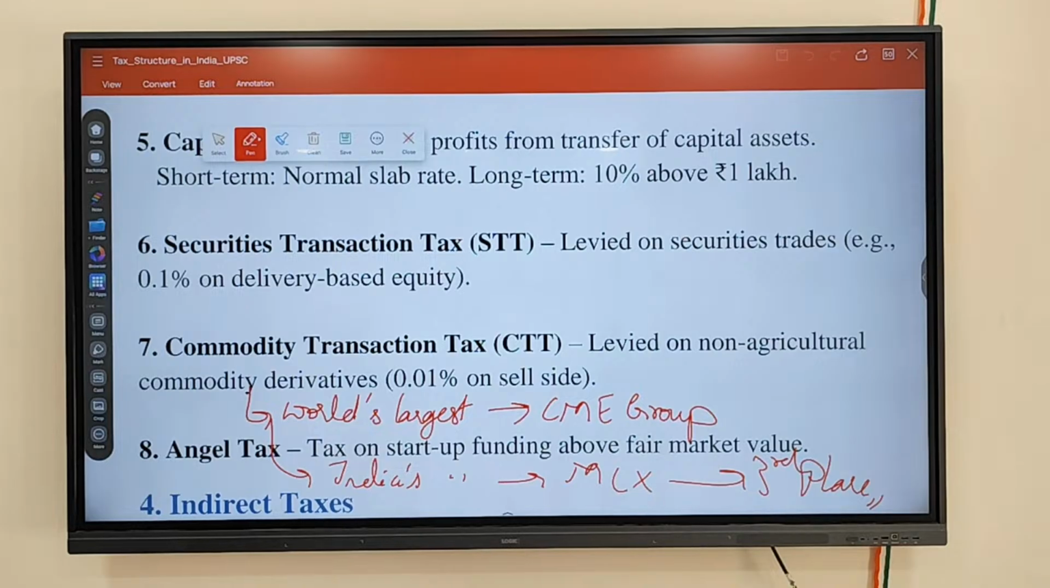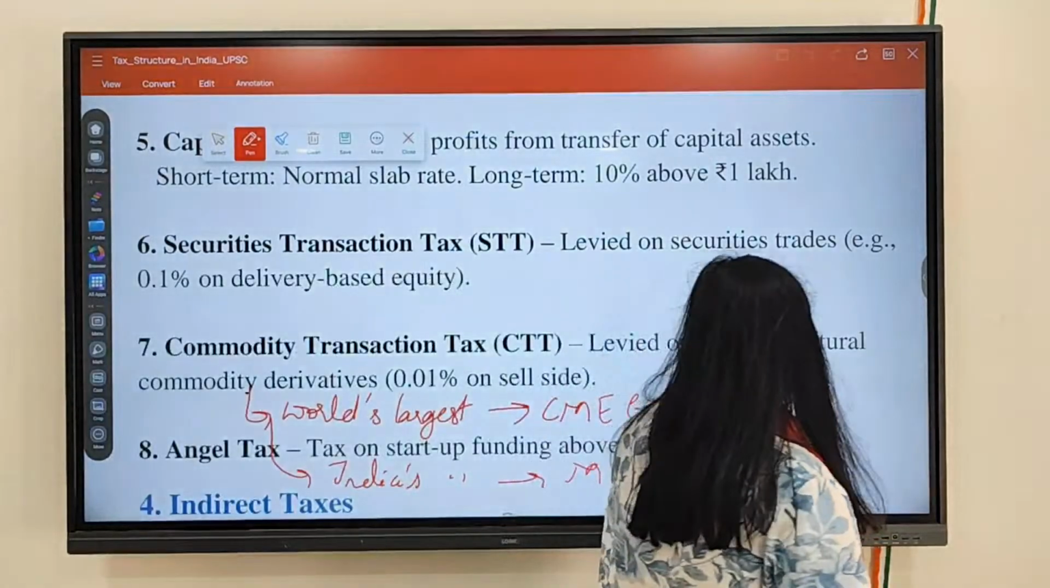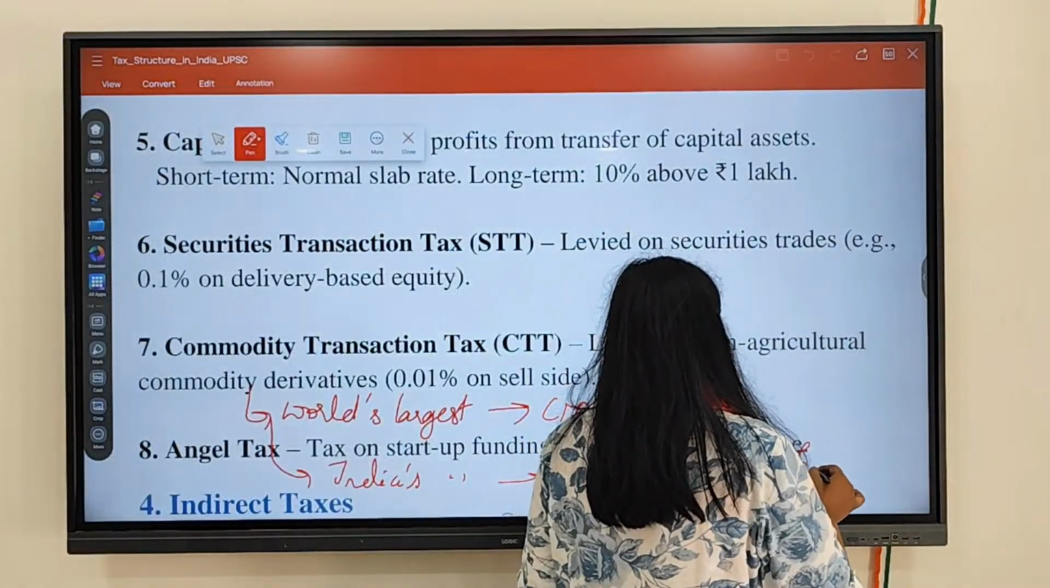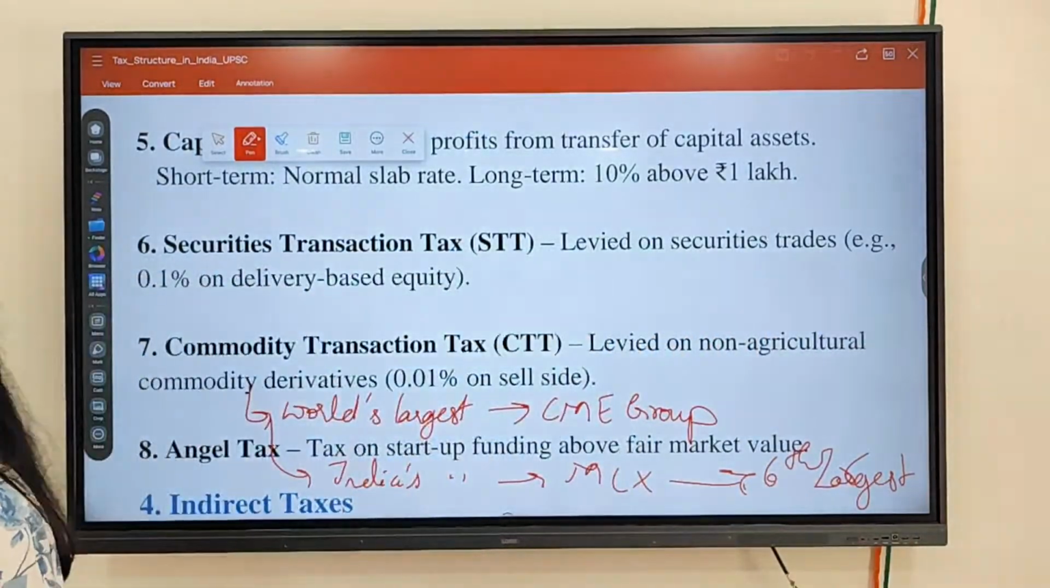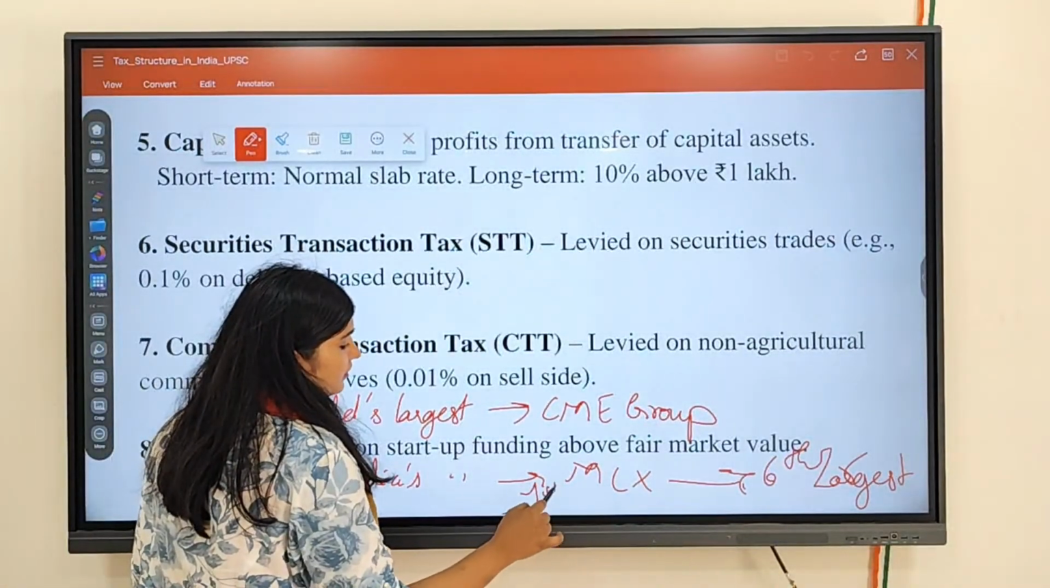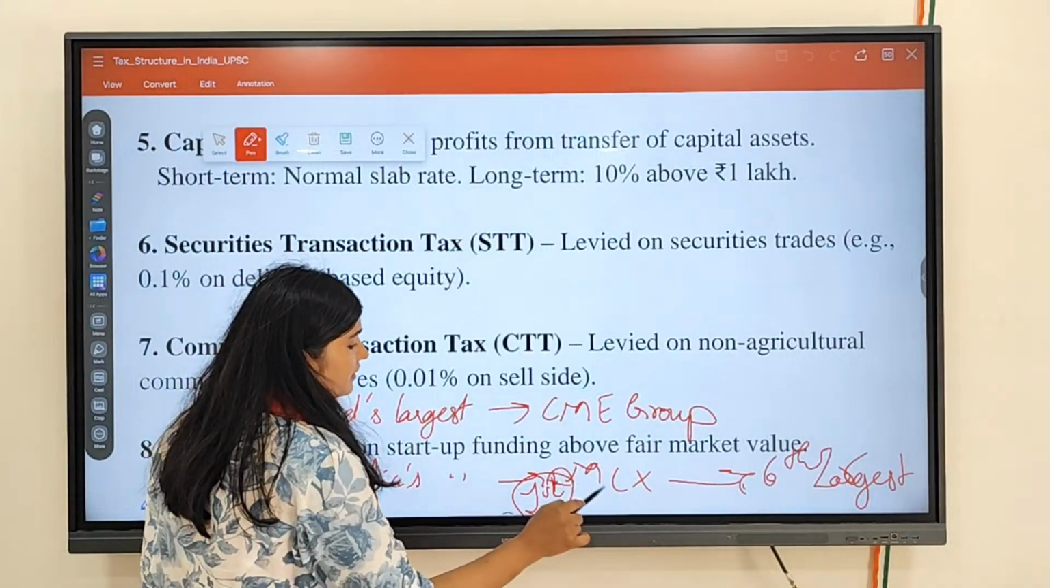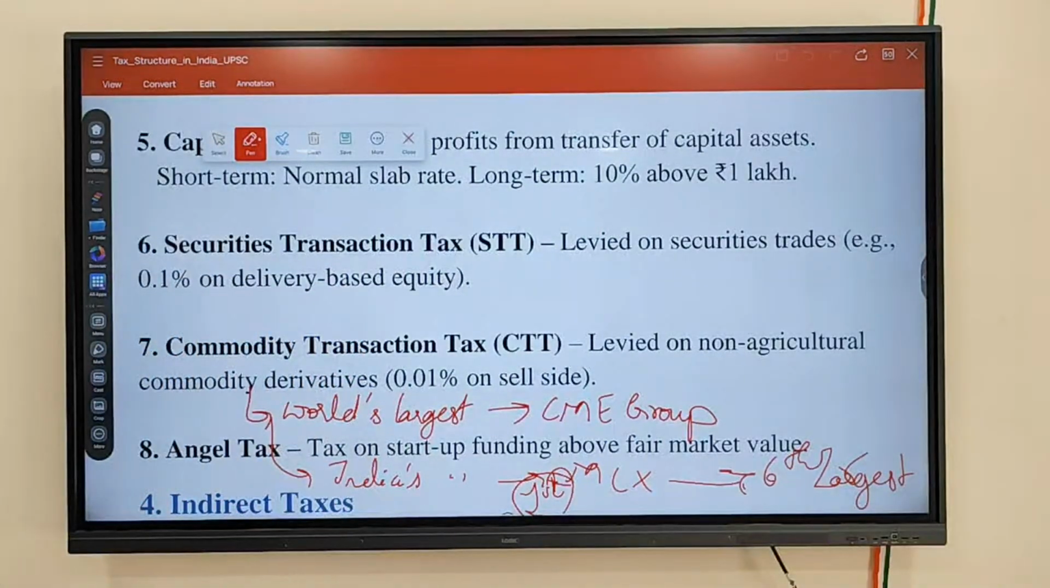Is it sixth? It is world sixth largest. Then update it to the sixth one. It is the sixth largest commodity exchange in the world. In case of India, it is top one, but in case of world, it is top six. Okay? It is sixth one.